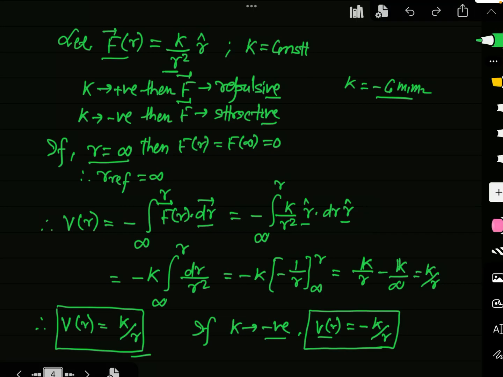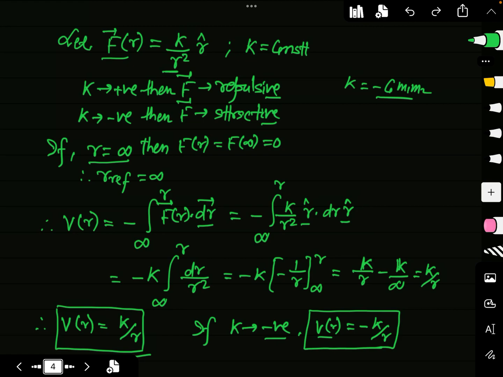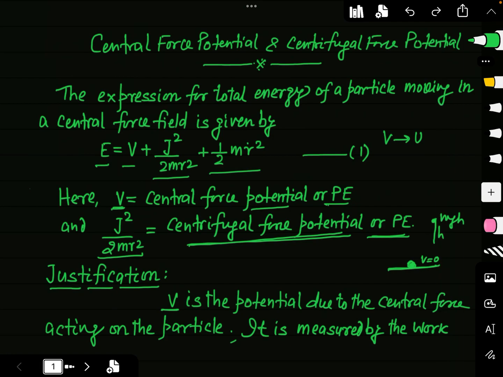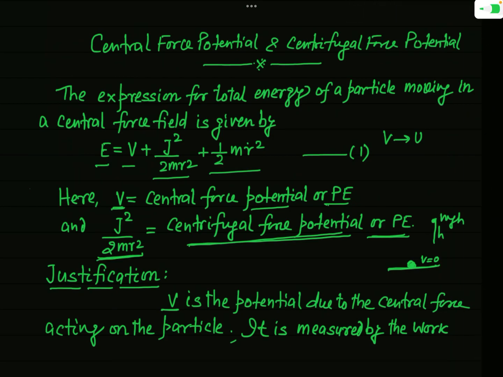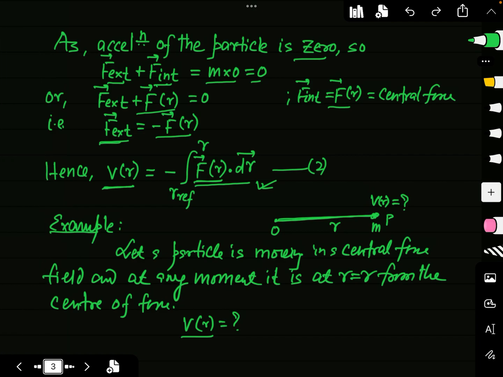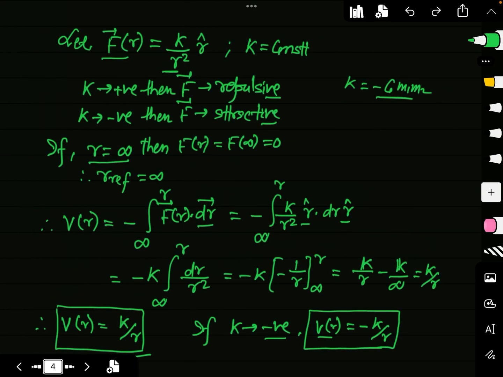Okay. Now, as I have told you earlier, the main aim of this lecture is to clarify this term. J square over 2mr square is known as centrifugal force potential or centrifugal force potential energy. Why is it called potential energy? Although it is not potential energy, as you will see in this discussion, for convenience we call it potential energy due to centrifugal force. So now we will talk about the centrifugal force potential.